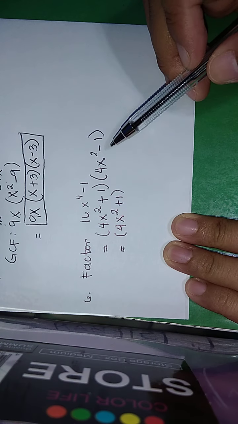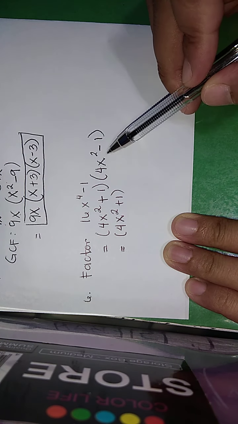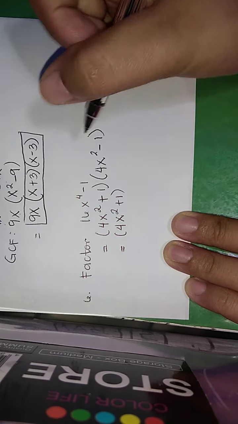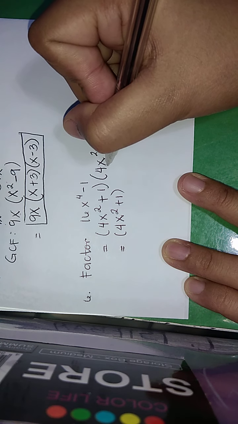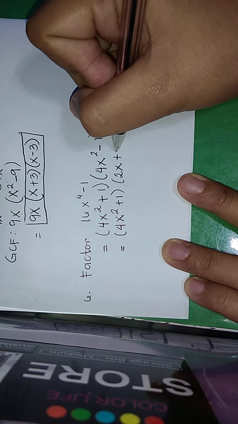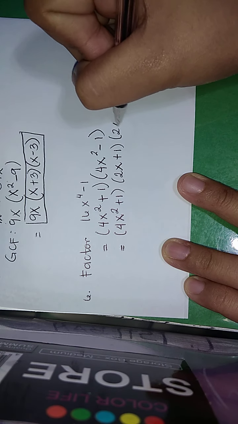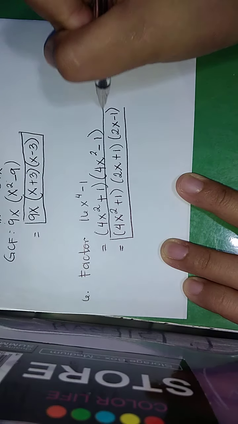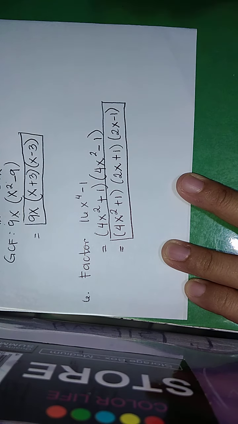So, ito yung other factor natin, 4x squared minus 1. Ito yung naka-difference of 2 squares. So, factorable pa siya. So, ipa-factor natin siya. So, square root ng 4x squared is 2x, square root of 1 is 1, so 2x plus 1 then 2x minus 1. So, ito na yung ating factors, or factored form.